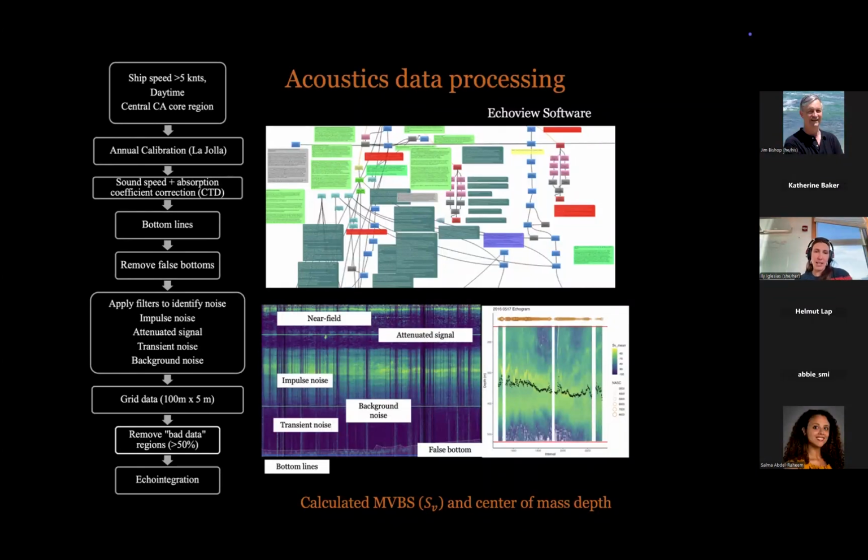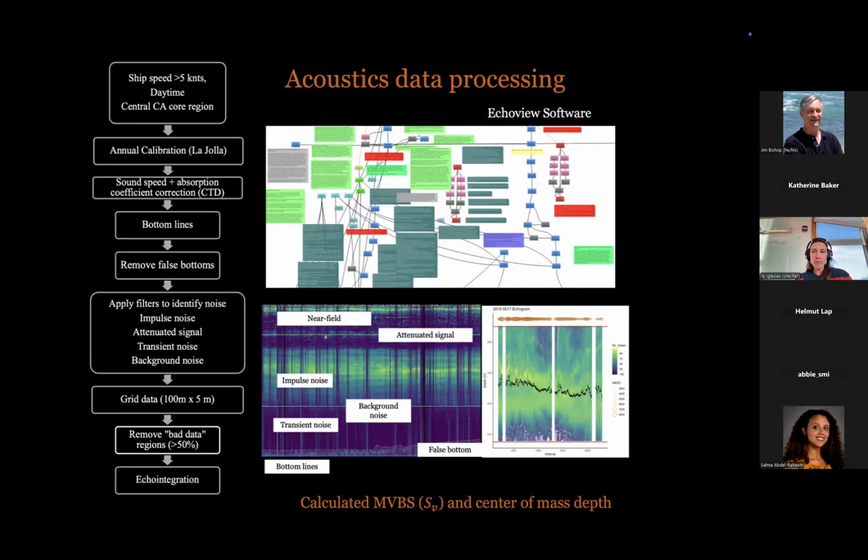We removed bad data regions, and I calculated two metrics for this, which were a mean volume backscatter, or Sv in this case, and center of mass depth, which is the weighted mean depth based on that backscatter from Sv.